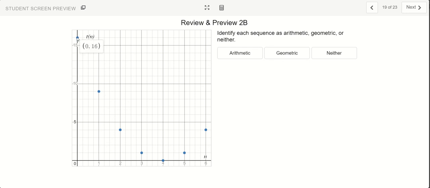Here, let's see, 16, 9, 4, 1. Doesn't seem like a clear pattern. I'm not multiplying the same number. I'm not subtracting the same number. So this is neither.